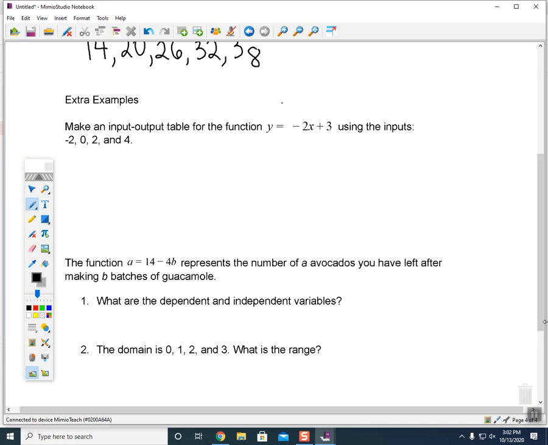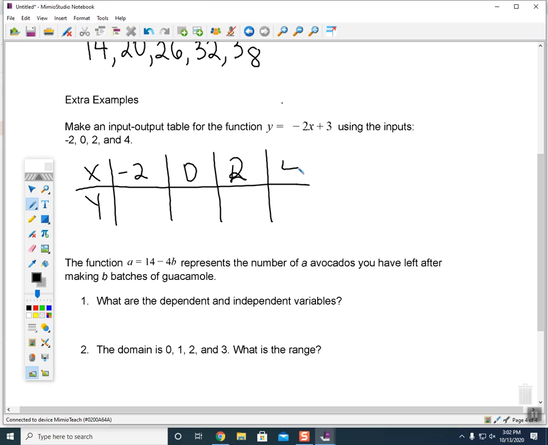This next one is that we need to make an input-output table for the function y equals negative 2x plus 3 using the following inputs. So I'm going to put my x's up here, put my y's down there: negative 2, 0, 2, and 4. All that I need to do is take my inputs, plug them into my function, and then see what I get out of it. So my first value is negative 2. I'm going to plug negative 2 into this equation.